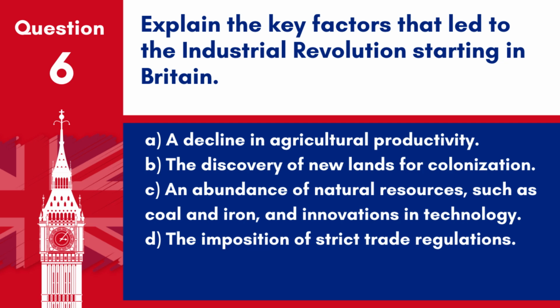A. A decline in agricultural productivity. B. The discovery of new lands for colonization. C. An abundance of natural resources such as coal and iron, and innovations in technology. D. The imposition of strict trade regulations. Answer. C. An abundance of natural resources such as coal and iron, and innovations in technology. These factors, along with a stable political environment and a growing economy, facilitated the Industrial Revolution in Britain.